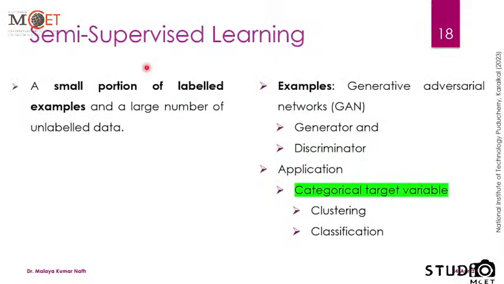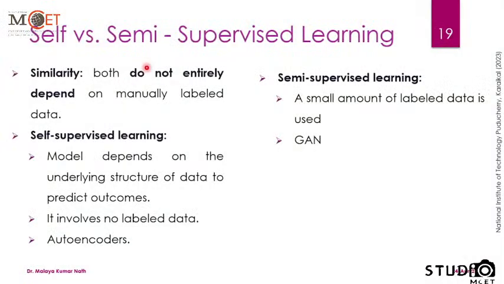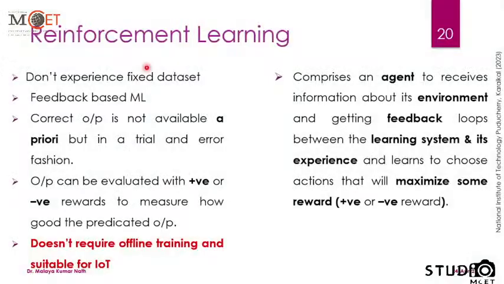Next is called semi-supervised learning, in which a small portion of labeled data and a large amount of unlabeled data is present. In this case, we are using GAN, that is generative adversarial network, which works on the principle of a generator and a discriminator. The generator's main work is to generate the fake data, and the discriminator's main work is to discriminate the fake data from the real data. Next is called reinforcement learning.